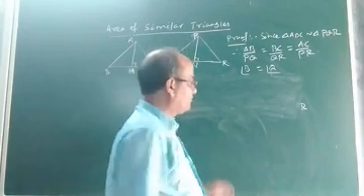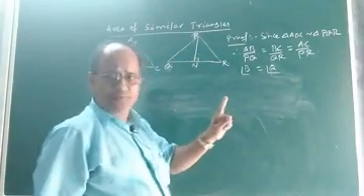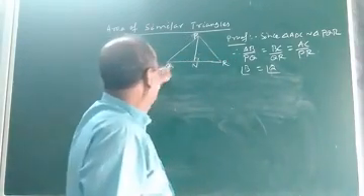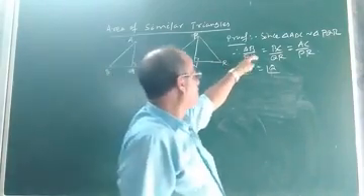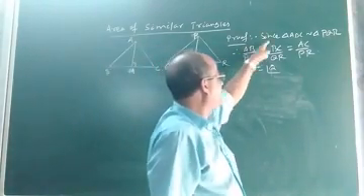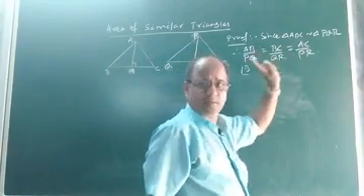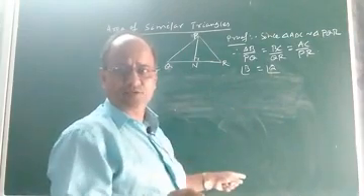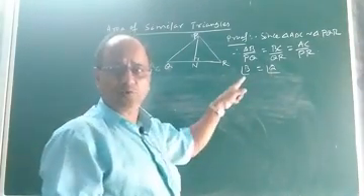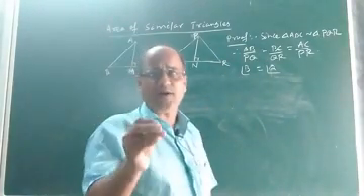Now, we have to prove that area of triangle ABC divided by area of triangle PQR is equal to the square of BC by QR and the square of AC by PR. As we want to show the ratio of their areas, first we have to find the area of the two triangles, and you know what the formula is to find the area of a triangle.